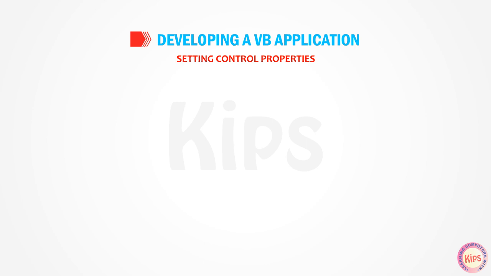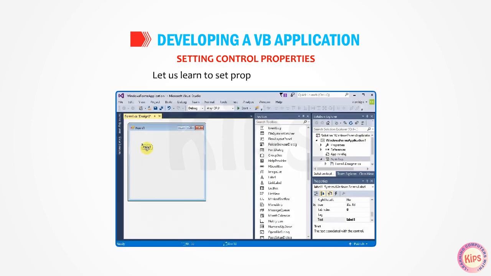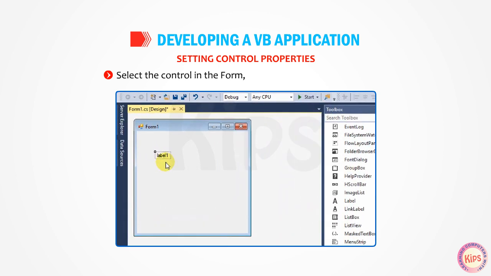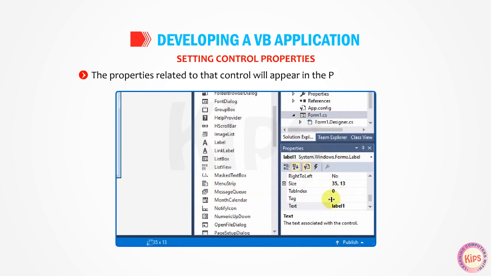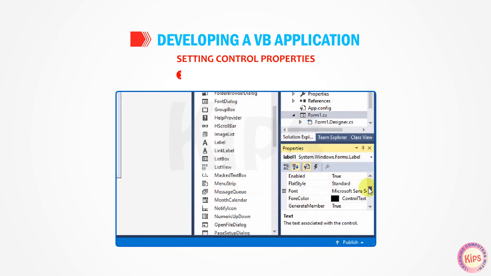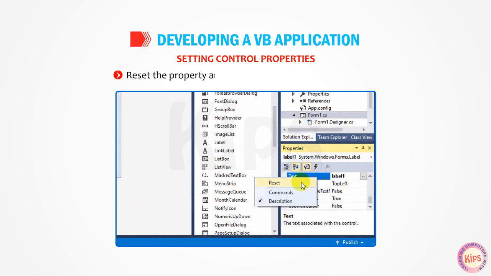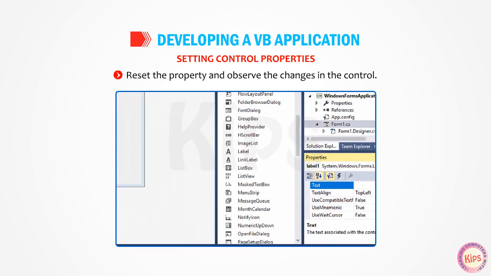Setting control properties. Let us learn to set properties of any control. Select the control in the form whose property you want to set. The properties related to that control will appear in the Properties window. Click on the desired property. Reset the property and observe the changes in the control.